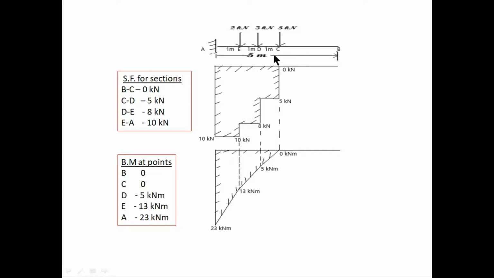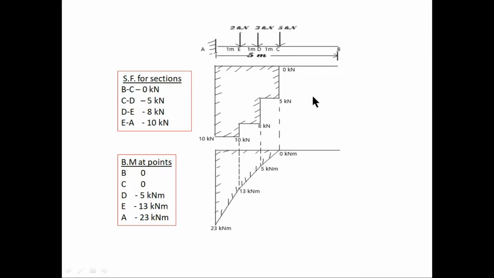Now let us look at how the SF and BM diagrams are drawn. So first of all we have to draw the beam diagram again along with the loads and the distances as per this figure. And then after this we have to draw the SF diagram. That is to be done according to scale. So our SF varies from 0 to 10 kilonewton. So we have this point 0 to here 10 kilonewton.